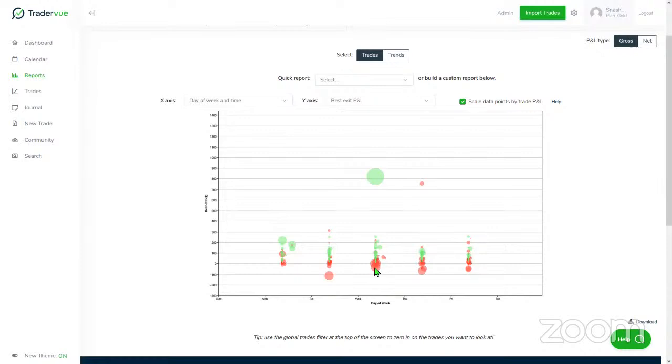This advanced report is a little bit more complex, but I invite you guys to take a look at it. If you do not understand something, again, you can go to help and understand what the criteria mean. This is super interesting to take a look at when it comes to your trading strategy.